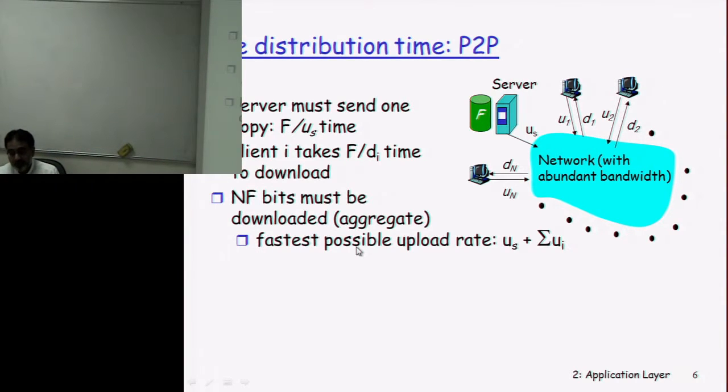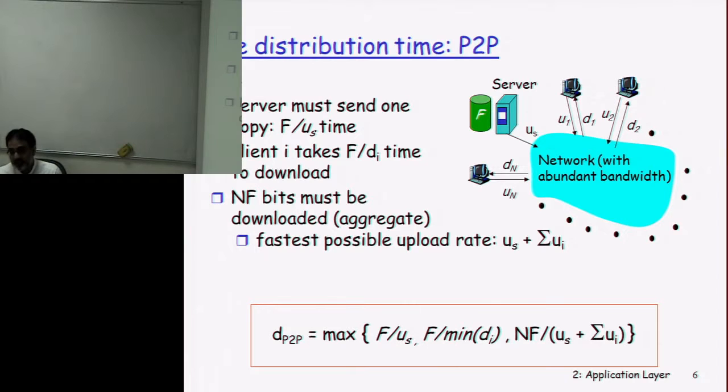So the fastest possible upload rate is the upload rate of the server for the first copy, which was uploaded by the server, plus the sum of all the uploads by the n number of peers, where the value of i is from 1 to n, because there are n peers, so you have to take the sum of all the uploads of the peers. Clear?